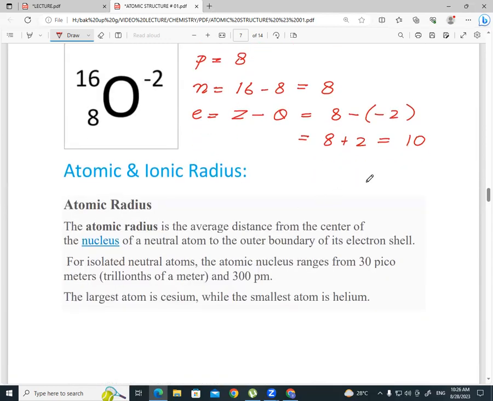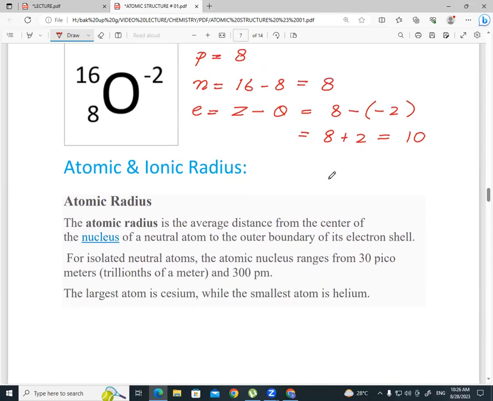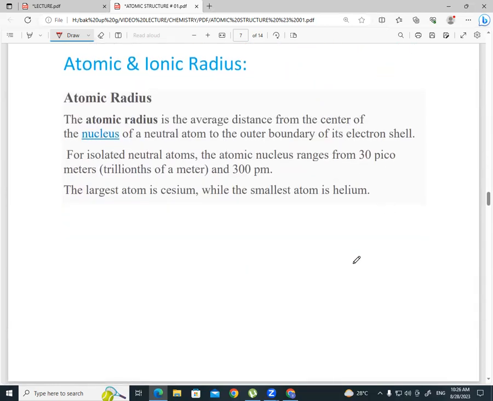Now the next one, atomic and ionic radius. The atomic radius is the average distance from the center of the nucleus of a neutral atom to the outer boundary of its electron shell. For isolated neutral atoms, the atomic radius ranges from 30 picometer, which is equal to a trillionth of a meter, to 300 picometer. This is the total range across all the elements. It starts from 30 and goes up to 300.